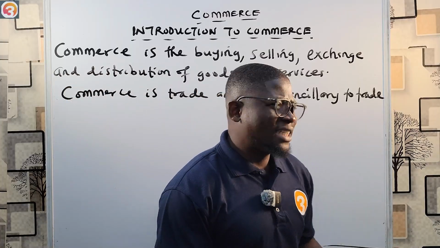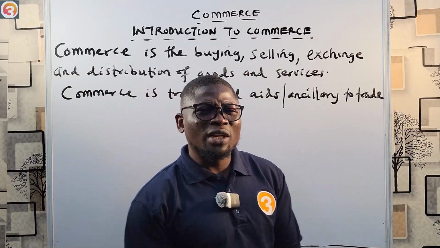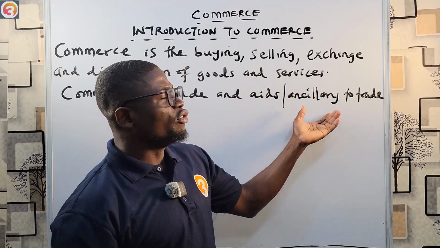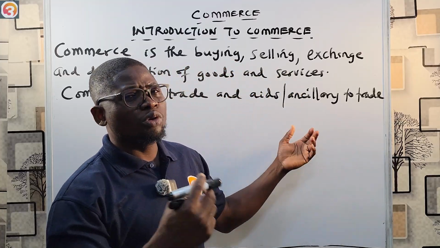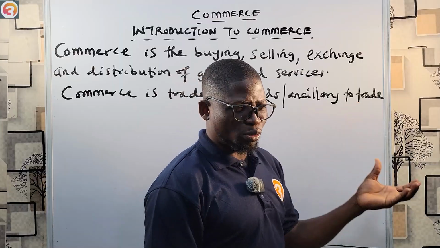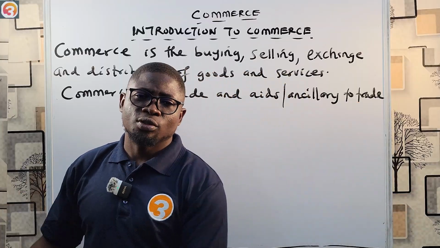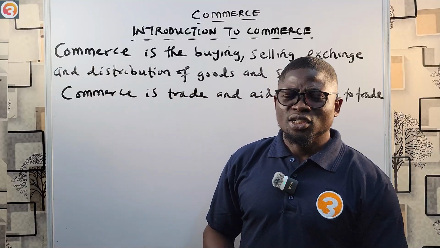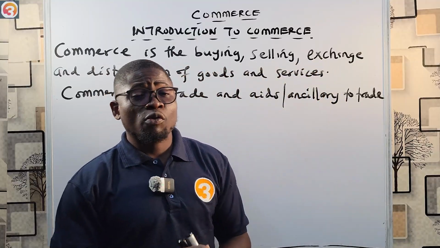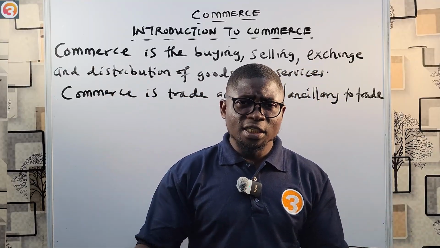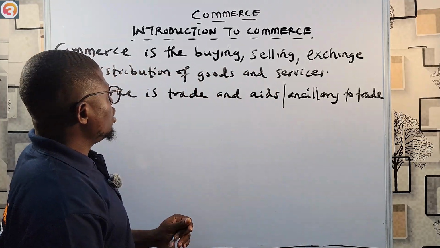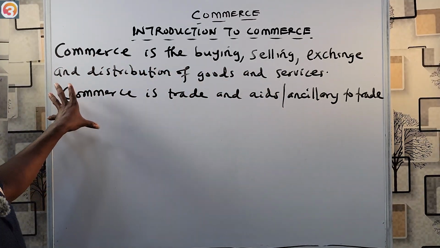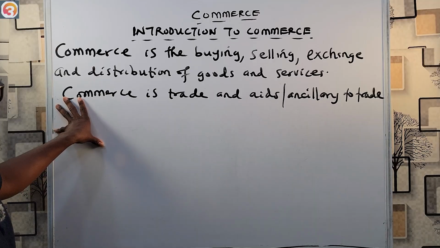So anything that aids or facilitates or is essential for the movement of goods and services from the point of production to the point of consumption is what we call ancillary, or aids to trade. There are a lot of factors. I'm going to look at them when we start talking about divisions of commerce. So this is what commerce is: trade, and ancillary to trade.